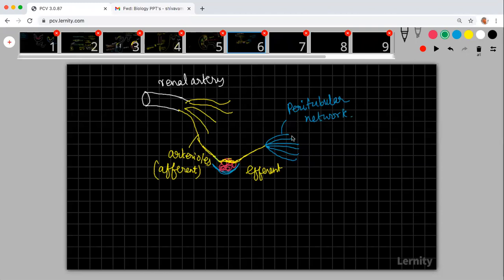This peritubular network will be further connected to the vasa recta. And this vasa recta will join together to form venules. These venules will join together to form the renal vein.